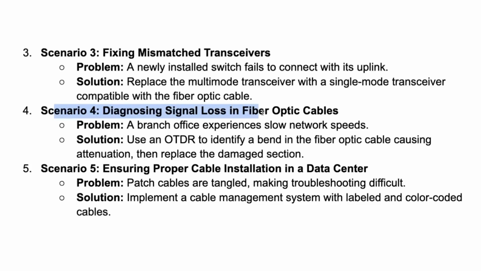Scenario 4, diagnosing signal loss in fiber optic cables. The problem is that a branch office experiences slow network speeds. So we would use an optic, whatever the name of the device was, I already forgot. Some kind of metrometer. I know that it's a device that tests the wires to identify a bend in the fiber optic cable causing attenuation, and then replace the damaged section of your fiber optic cables.